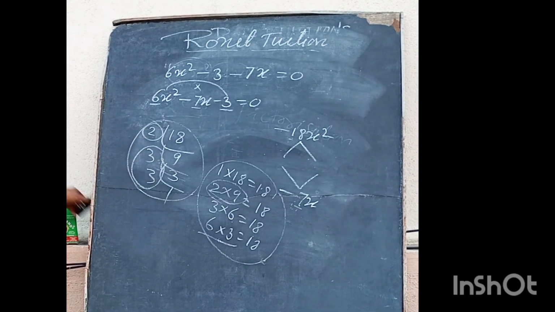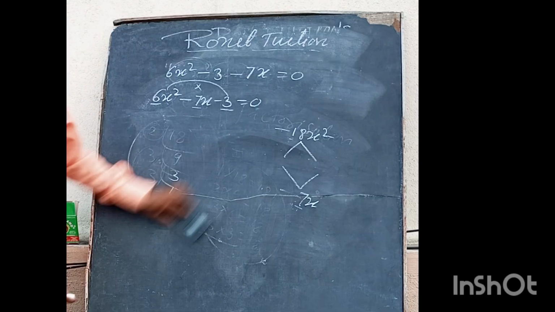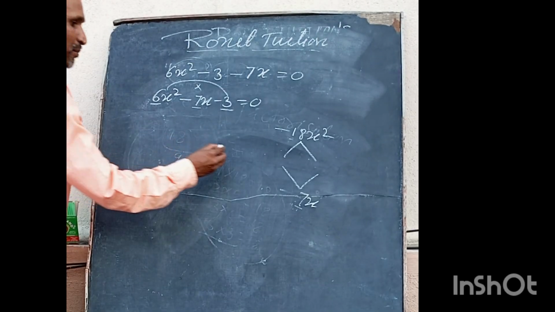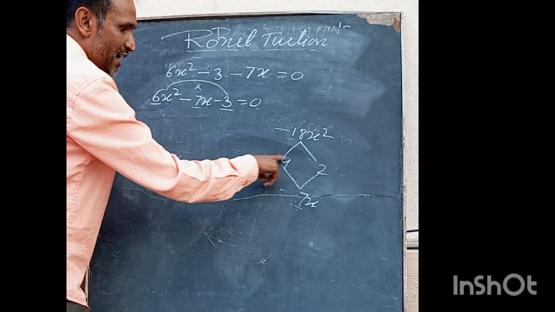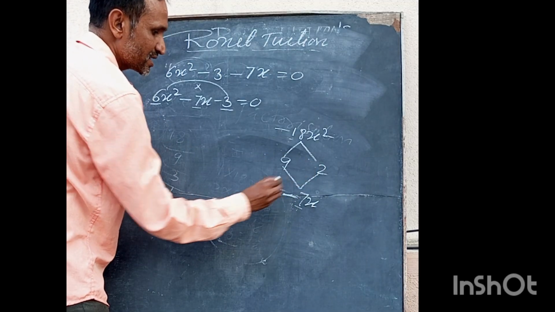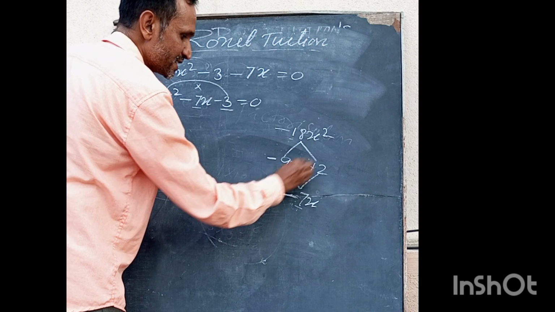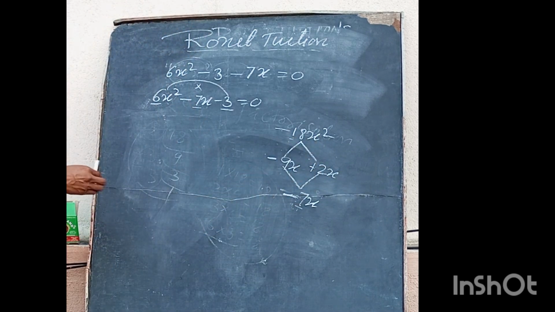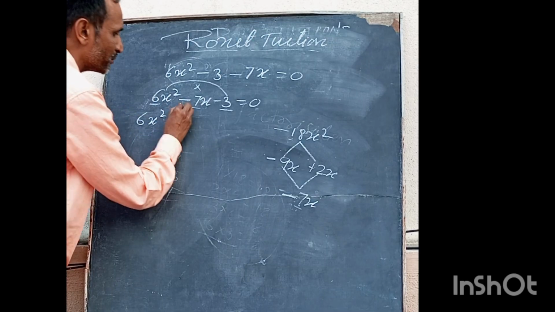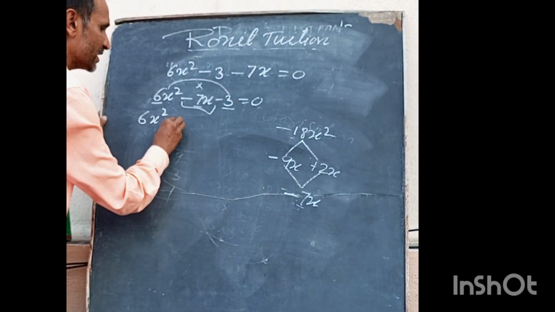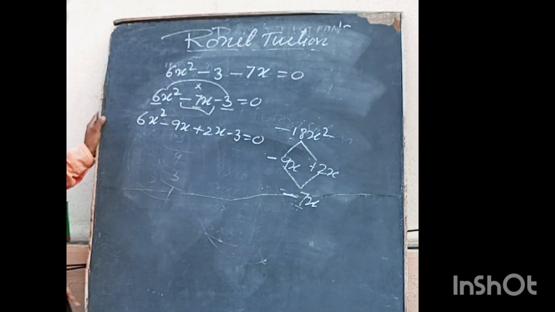So which are the numbers? We add and find that. The numbers here are 9 and 2. 9 minus 2 is equal to 7. Minus 7 we want, so the greater number gets the minus sign and the other plus, and the variable x is kept. Now I can write it again like this: 6x square as it is, and in place of the middle term we can write minus 9x plus 2x minus 3 is equal to 0.